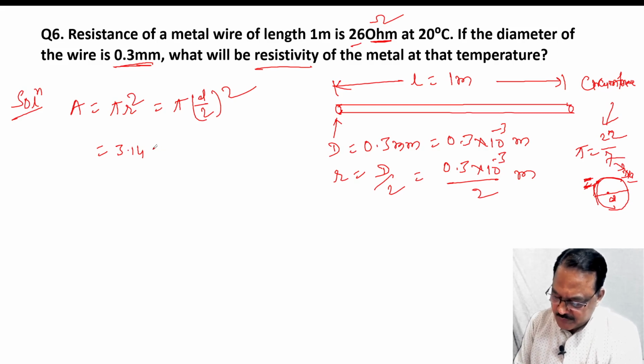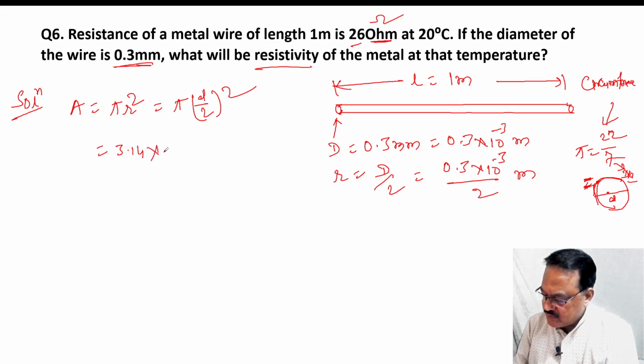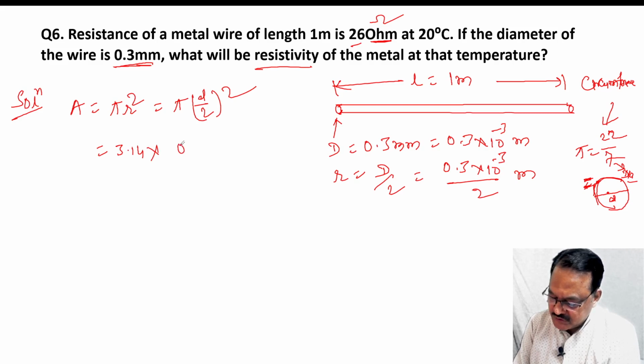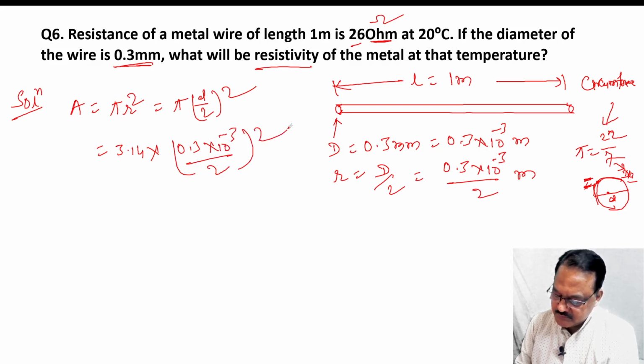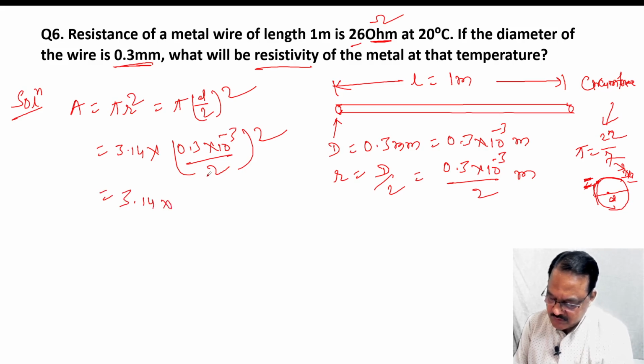So 3.14, and write down here D by 2. What is the value of D by 2? We can write here 0.3 into 10 to the power minus 3 by 2, whole square. Fine. So this is a simple calculation. 3.14 into how much?